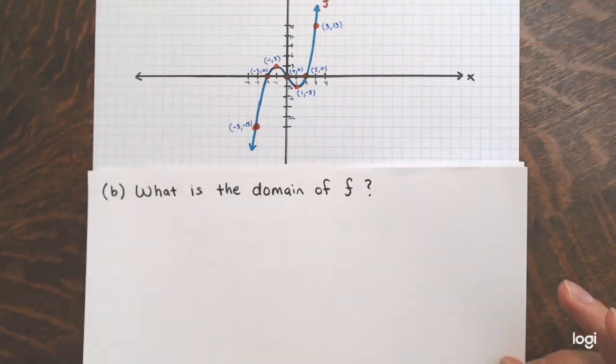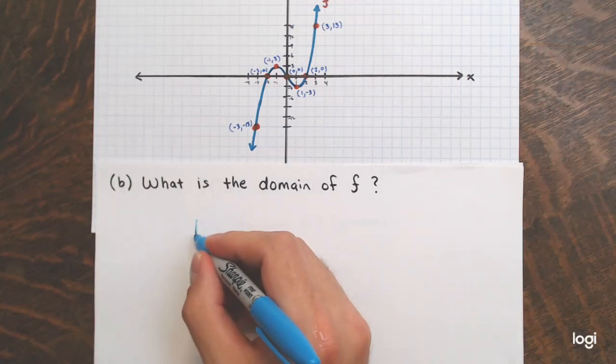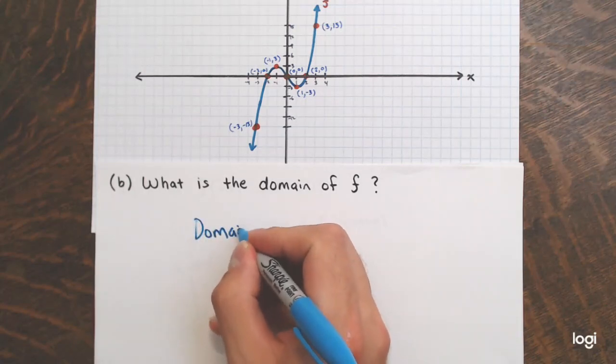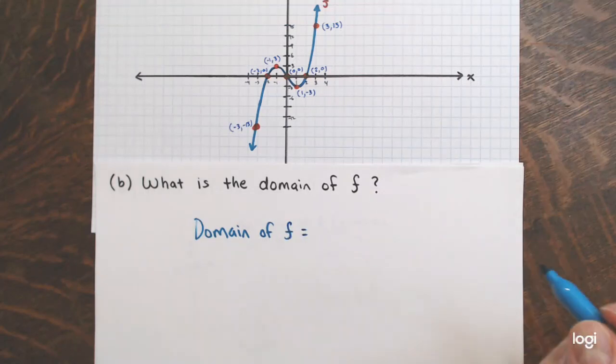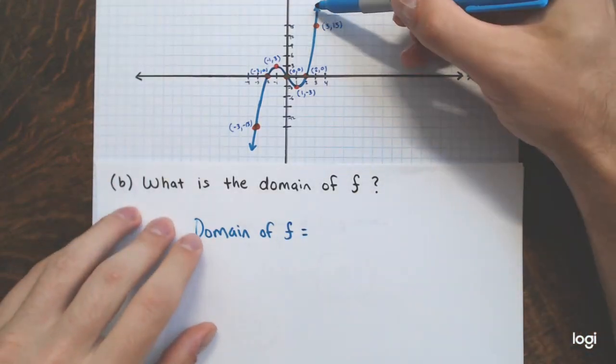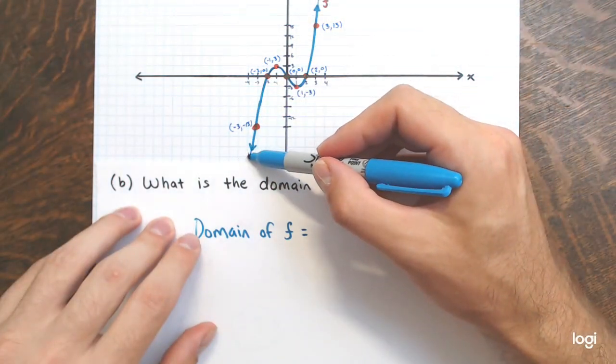Part B is simply, what is the domain of f? So remember, you're looking at the x-axis here. Alright, so the domain of f. We're looking at the x-axis, x values that are actually x coordinates of points on this graph. Remember, this is going this way forever. And this is going this way forever.